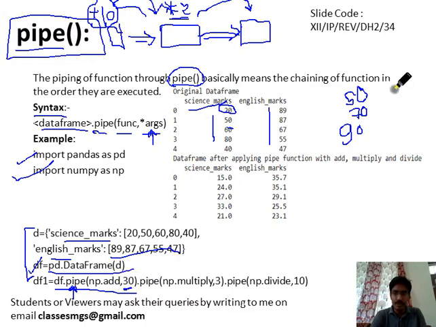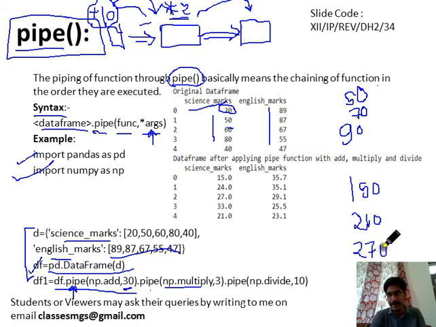Now the output of the first pipe function will act as an input to the next pipe function, as we have seen in this pipeline. So np.multiply with 3: whatever value we get after adding 30 will be multiplied by 3. Now 50 multiplied by 3 gives 150. Then 70 multiplied by 3 gives 210, then 90 multiplied by 3 gives 270, and so on for all the data elements.